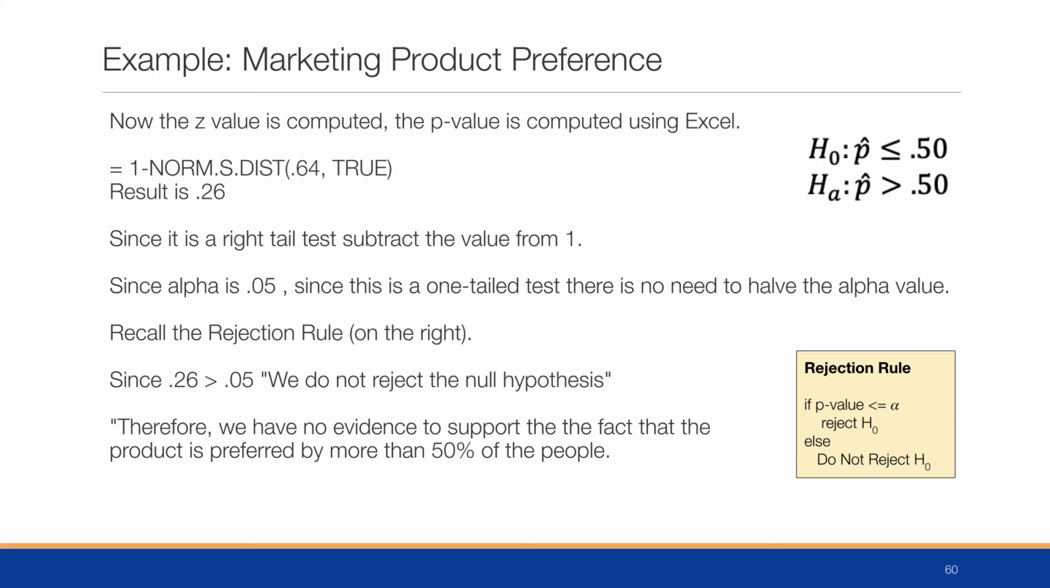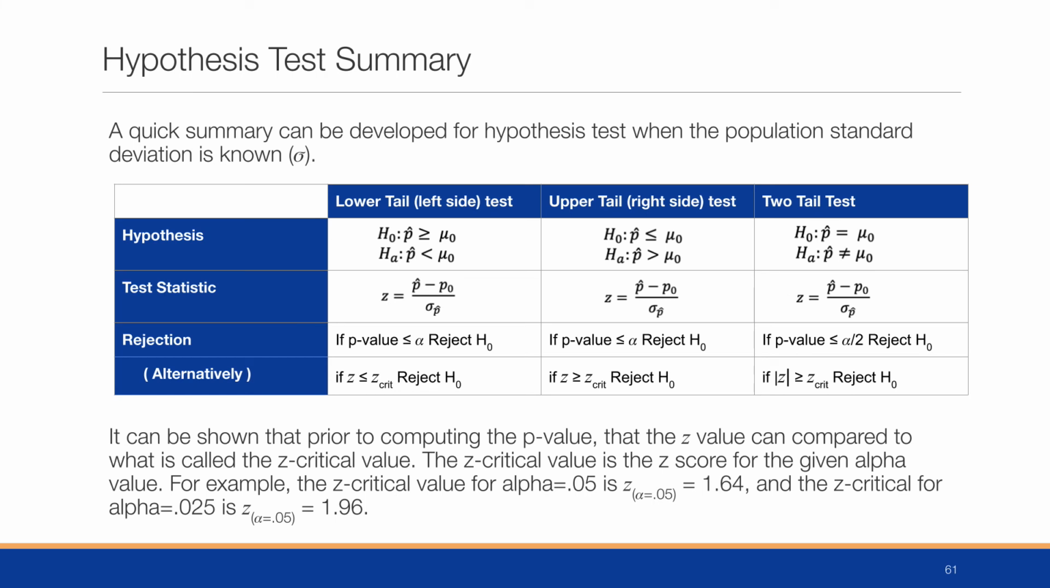A quick summary can be developed for this proportion hypothesis test. We have our null and alternative hypothesis, both for a lower tail, upper tail, and two-tail test. We compute our test statistic of z is equal to p hat minus p naught over sigma of p hat, and that's the same for all of them. If the p-value is less than alpha, we reject h0. And for a two-tailed test, if the p-value is less than or equal to alpha over 2, we reject h0. Alternatively, again, we could use the z critical values we spoke about earlier to do the same thing.